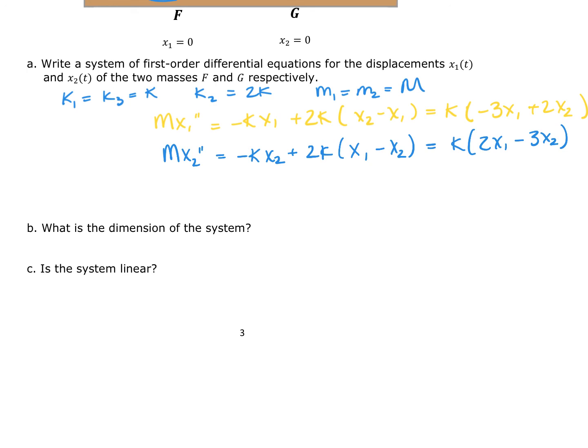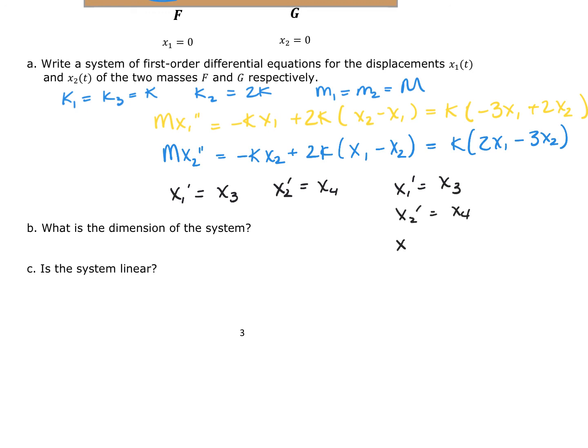Because this is a second order system, and I know it's second order because it's a second derivative, I'm going to need the first-order replacements: x sub 1 prime is going to be equal to x sub 3, and x sub 2 prime is going to be equal to x sub 4. The reason I'm using these subscripts is simply because I've already got subscripted x1 and x2. So then I have x sub 1 prime equal to x sub 3, and x sub 2 prime equal to x sub 4.